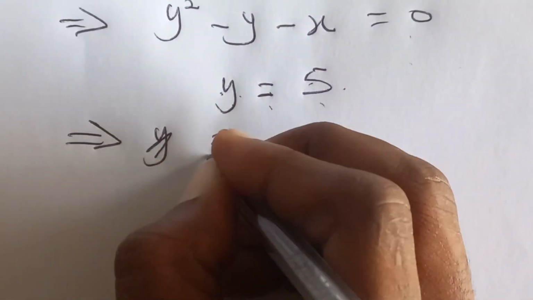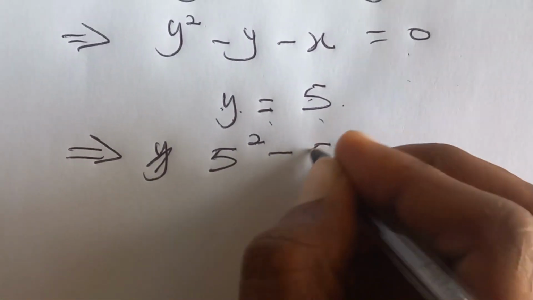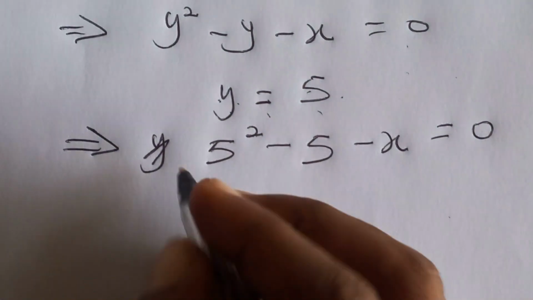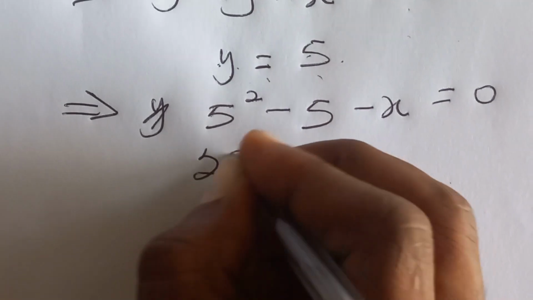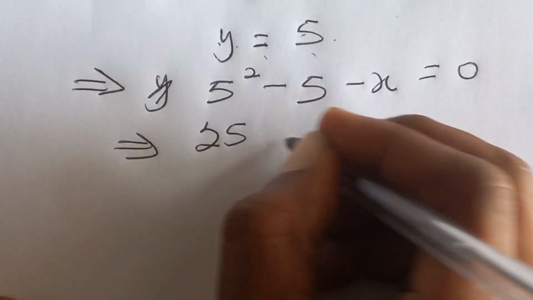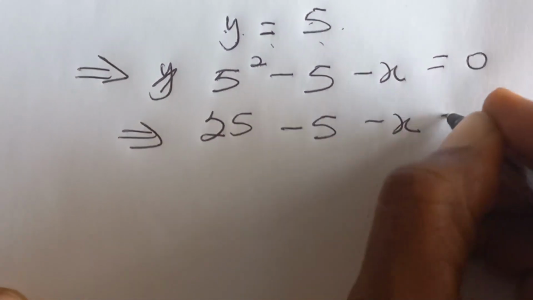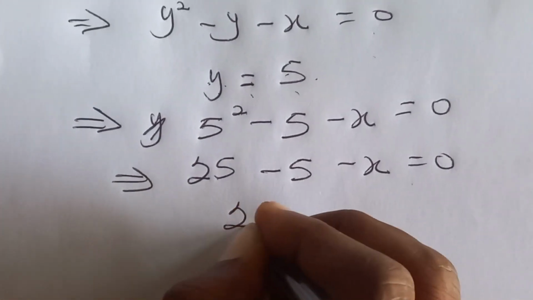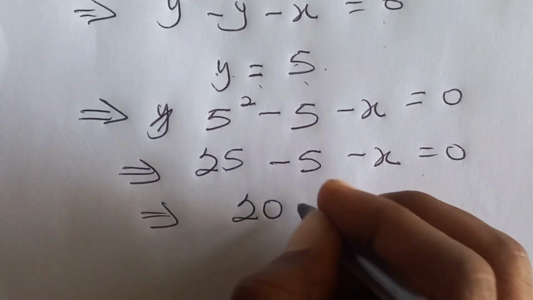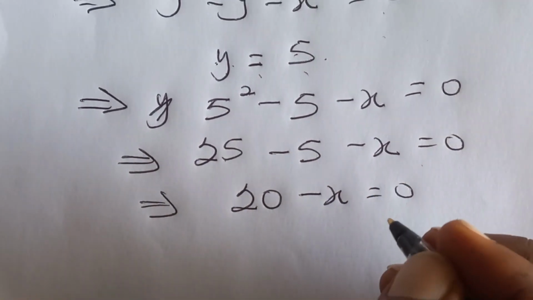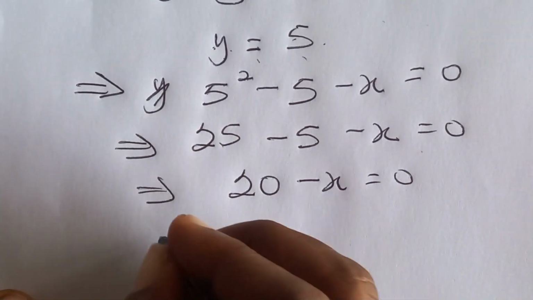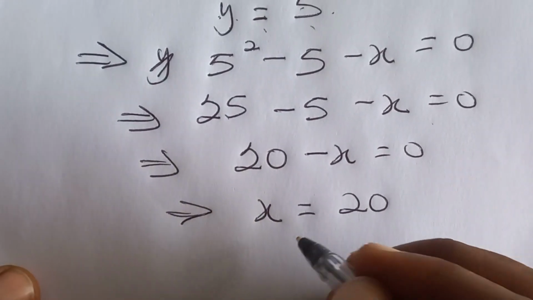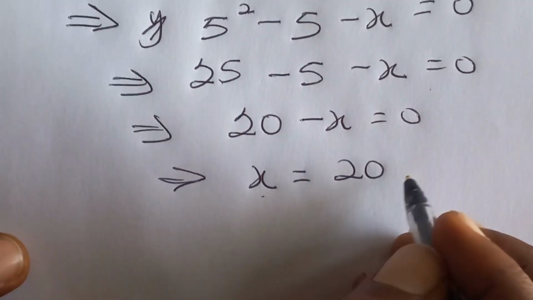So we get 5 squared minus 5 minus x is equal to 0. 5 squared is 25, minus 5 minus x is equal to 0. Now 25 minus 5 is 20, so 20 minus x is equal to 0. Now we have to make x the subject, so x is equal to 20. So our solution is x is equal to 20.